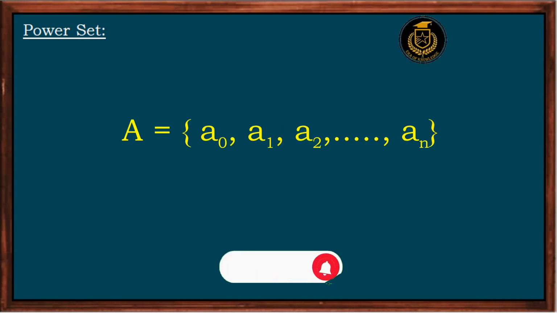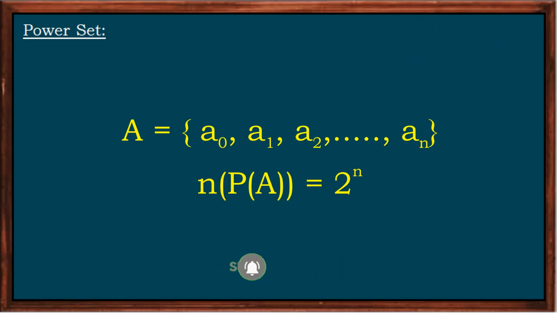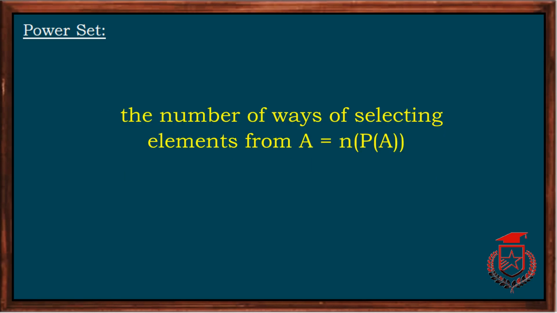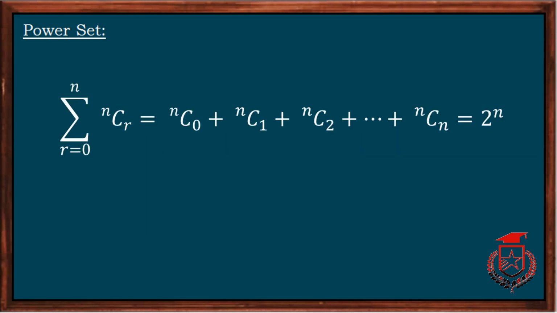Notice, if a finite set A has n elements, the cardinality of the power set of set A is 2 to the power n. Let's see how. The number of ways we can select no element from set A is nC0, which is the null set. We can select one element in nC1 ways. Two elements can be selected in nC2 ways. Similarly, moving forward, all elements can be selected in nCn ways. So clearly, the number of ways of selecting elements from set A is the cardinal number of the power set of A. The total number of ways equals 2 to the power n, as we already know this formula.